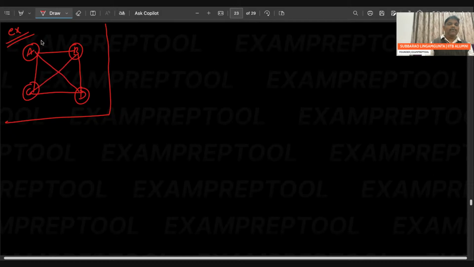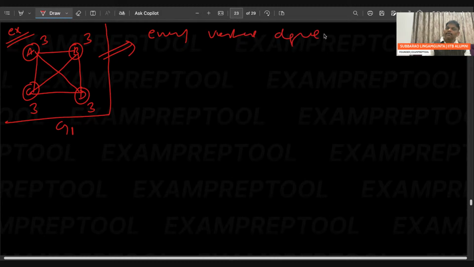In this graph, every person's degree is 3. Assume that the graph name is G1. In this graph, every vertex has the same degree. And one more thing I am writing: every vertex degree is 3.